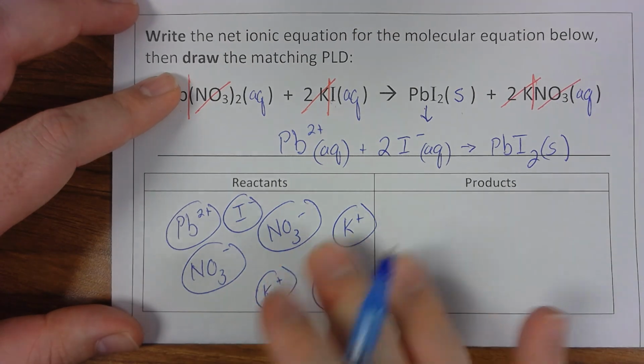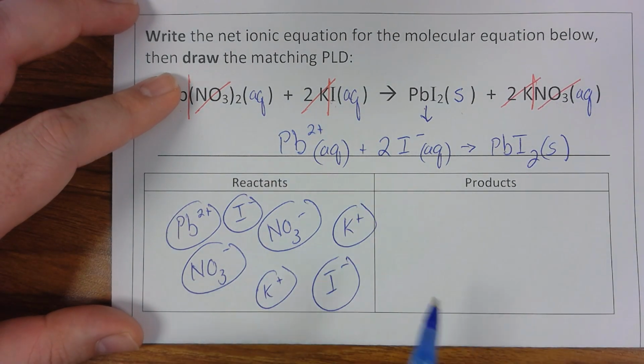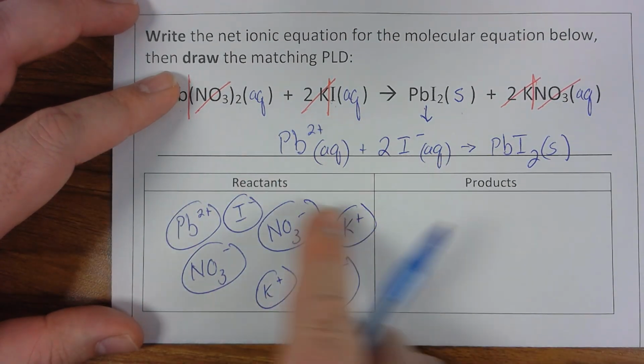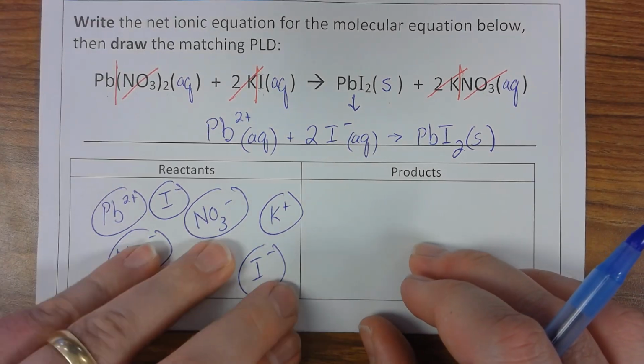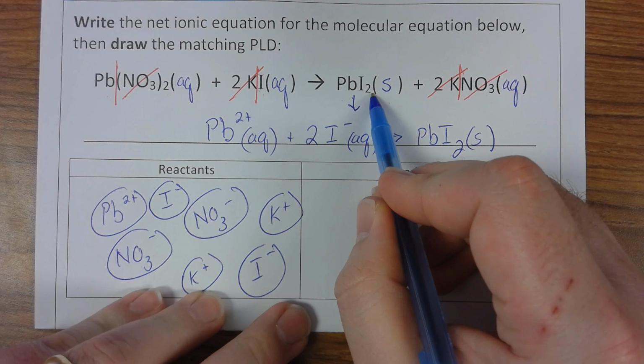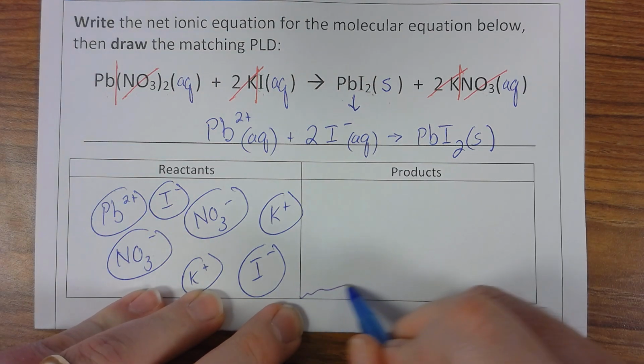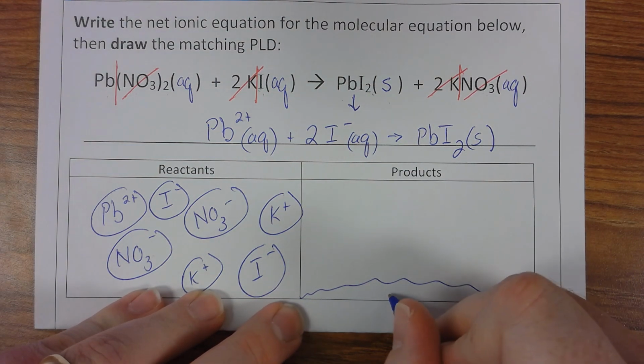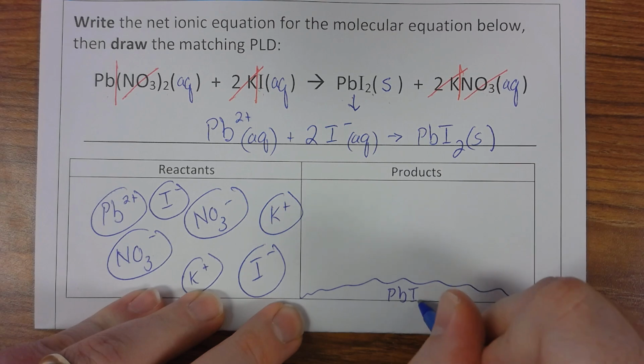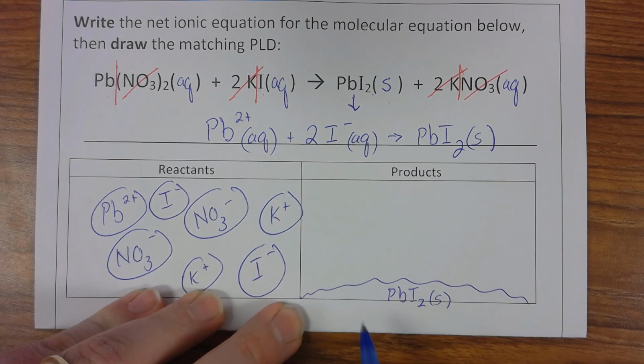Okay, so all my particles are now in the mix. Everybody on the reactant side dissociated, so there's all my dissociated particles. Now I'm going to come over here to my product side. The lead and the iodine came together, and they're going to make a solid that's going to sit at the bottom. I'm going to label that PbI2 solid. I'm showing it at the bottom because it's a precipitate.